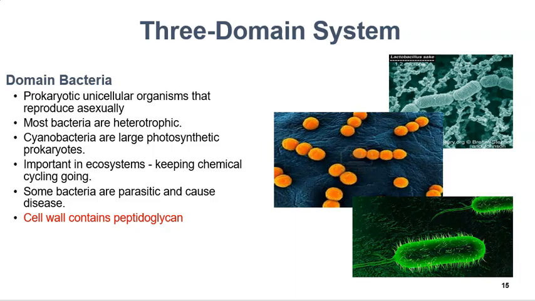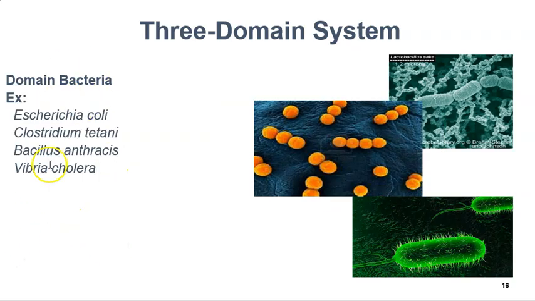This is just falling under systematics, something you might need to review a little bit from earlier biology days before phylogenetic trees are brought up. Bacteria are heterotrophic, and some are photosynthetic. Cell walls contain peptidoglycan. Examples include E. coli, tetanus, and anthrax.